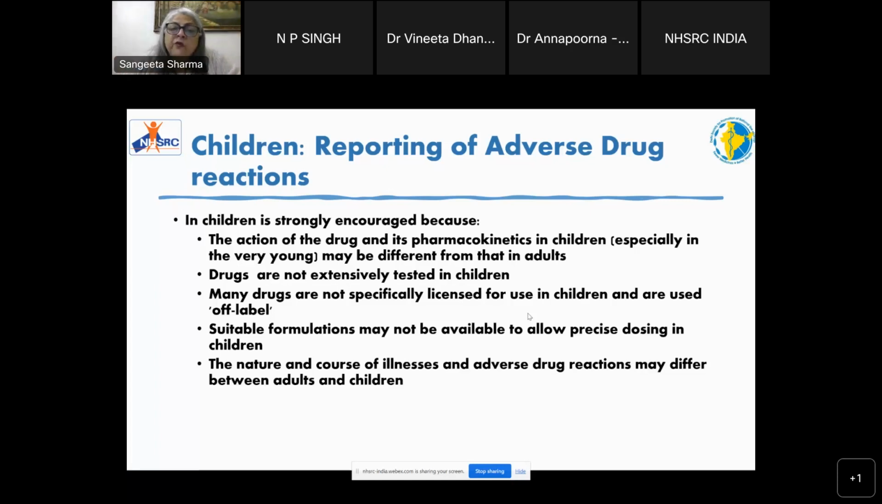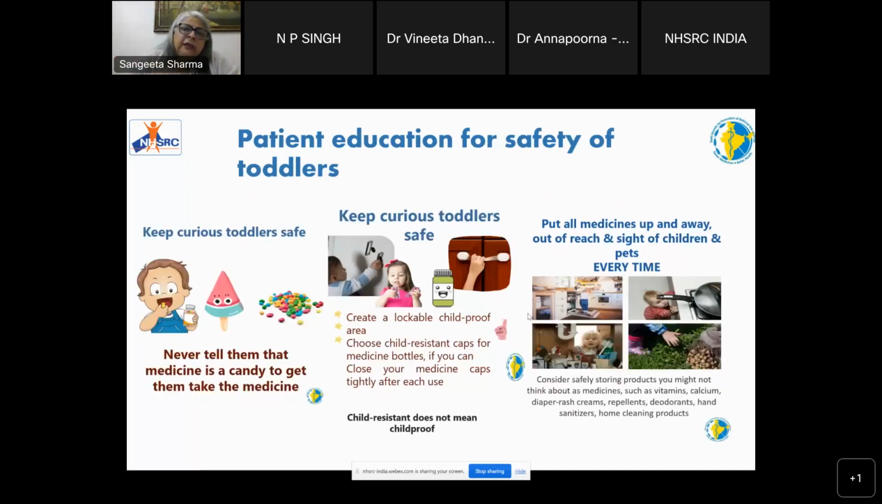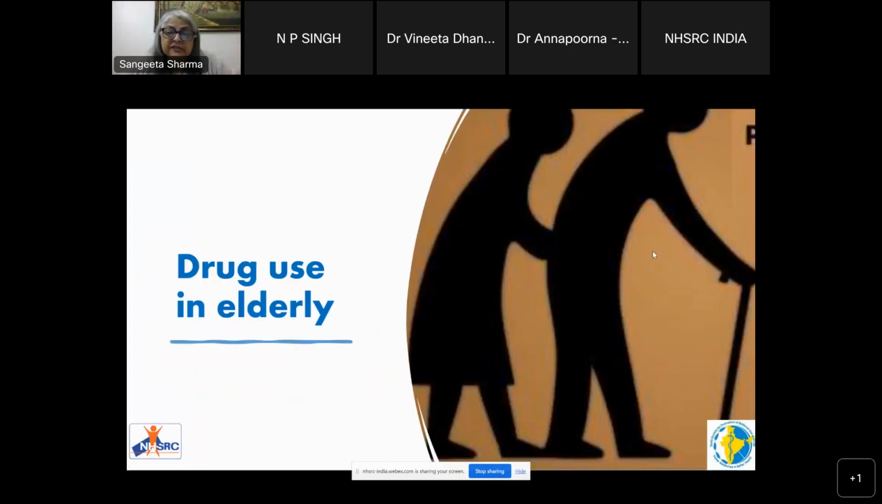Reporting in the pharmacovigilance program will help. Then we need to be educating patients for the safety of toddlers. Many a times we tell the AEC to encourage the child to take the dose. They say that this is candy. Never say that this is candy, because they are very curious and they may get to the medicines and poison themselves. So all these should be educated to the patients as well.